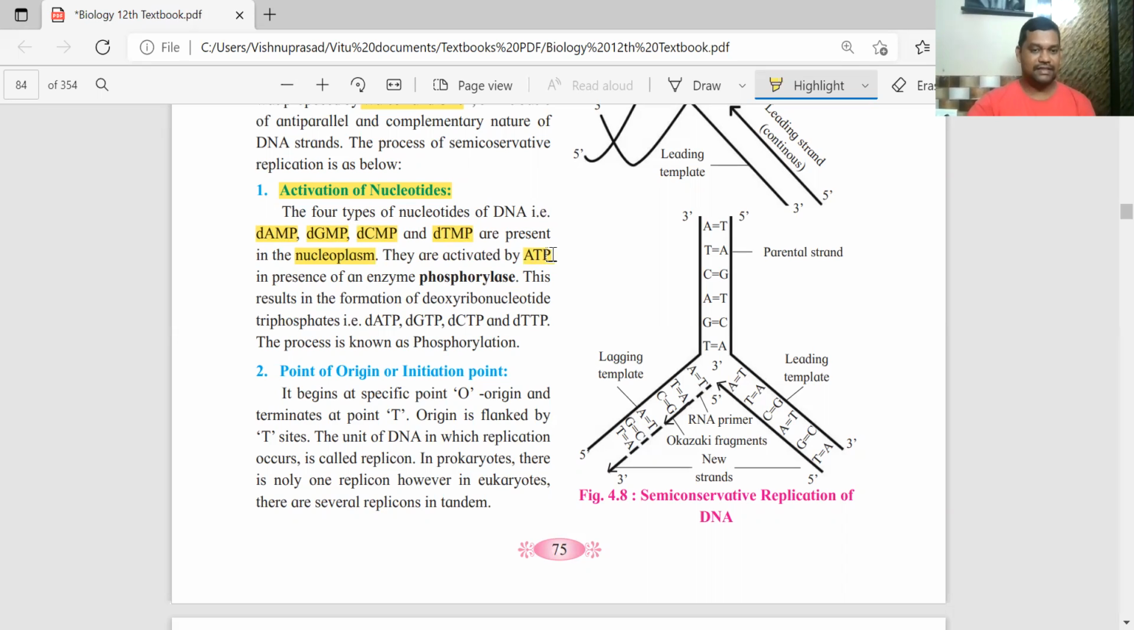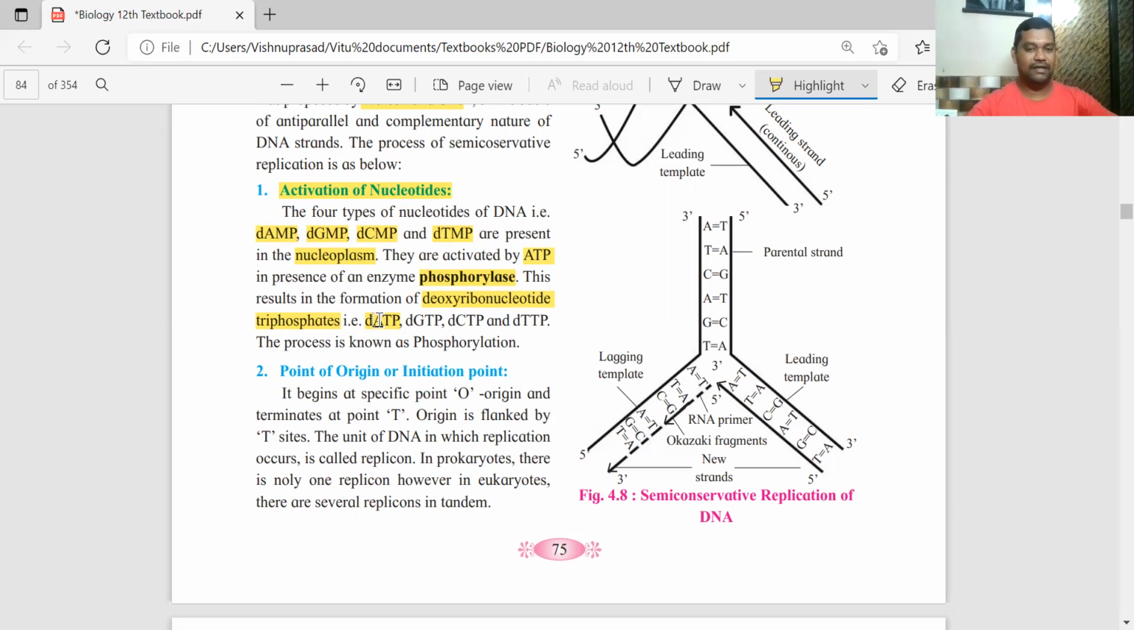And at every step, remember what are the molecules needed, what are the enzymes needed. ATP molecule चाहिए and enzyme होता है phosphorylase. To each of these mononucleotides, the ATP molecule reacts. Enzyme is phosphorylase, so you are getting active deoxyribonucleotide triphosphates. Okay, जैसे dAMP था, अब हुआ dATP. समझा मेरे को. Okay, got it.